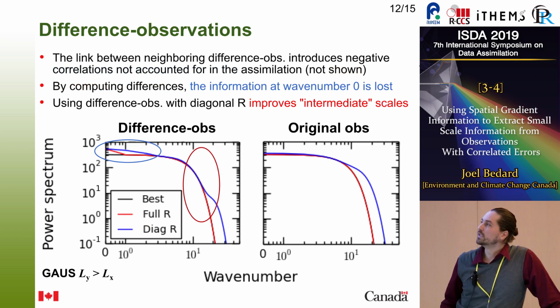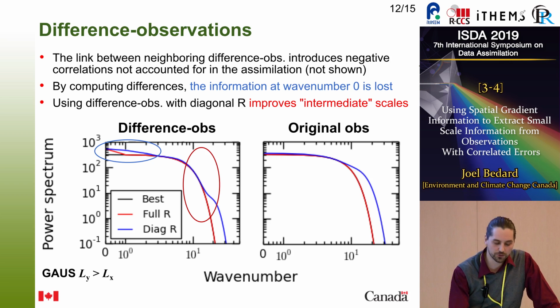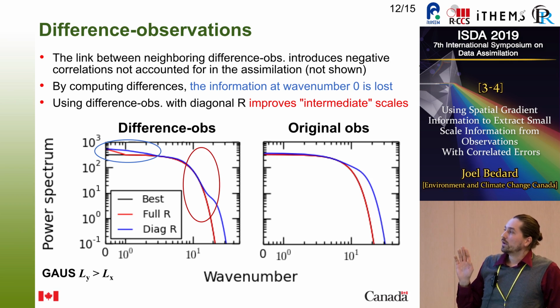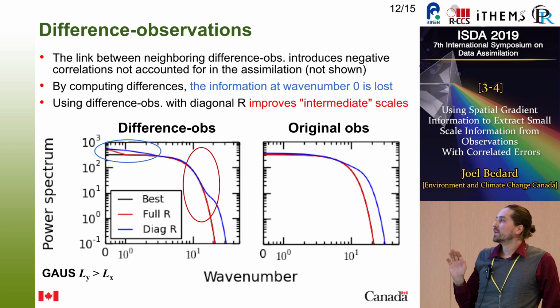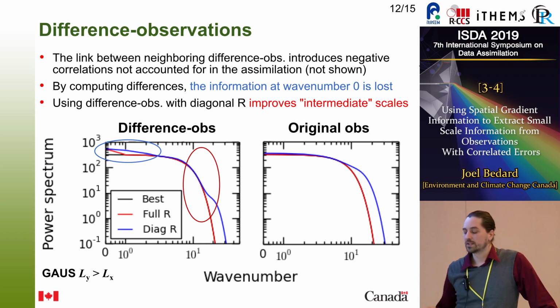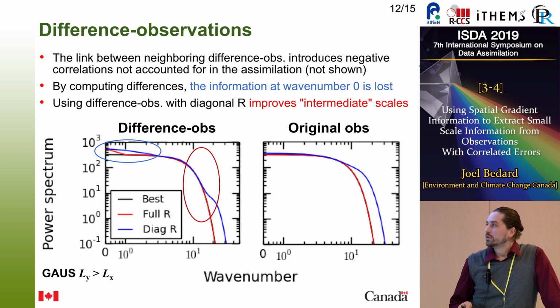I want to show you the analysis results when assimilating those difference observations. Here in black again is the best case scenario, but in red it's assimilating the difference observations with a non-diagonal R, and in blue it's assimilating the difference observations with a diagonal R. When we compare the red curve with the black curve, we see that it's identical at all points except at wave number 0. This is because we're assimilating spatial gradients.